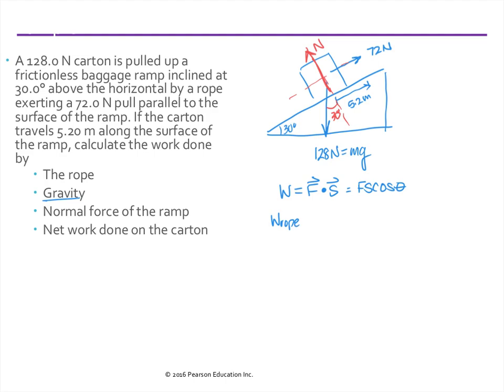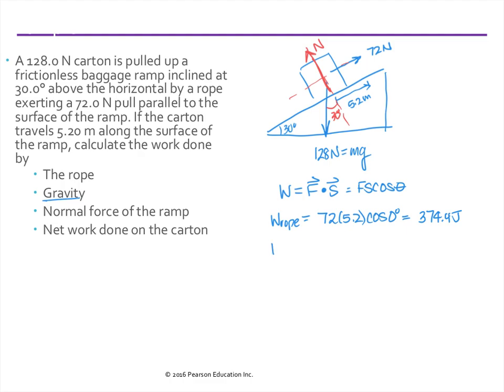The rope is really simple because the displacement and the force are exactly in the same direction. So the work is just 72 times 5.2. If you wanted to think about it, the angle between them is 0, and we already talked about the fact that the cosine of 0 is 1, but you could have just said it was 72 times 5.2. This ends up to be 374.4 joules of work that were done.